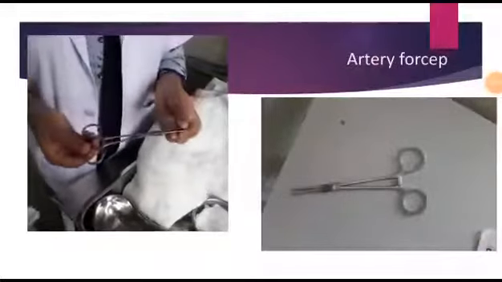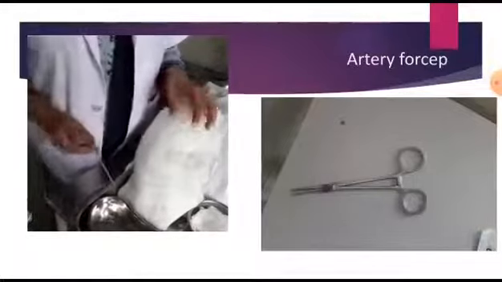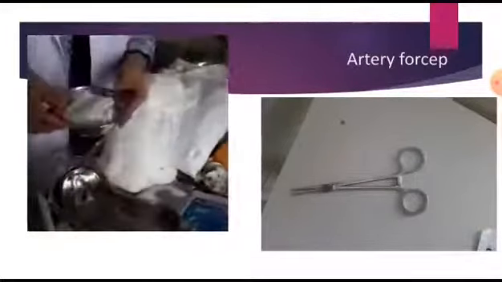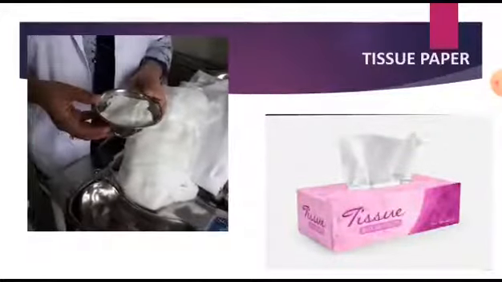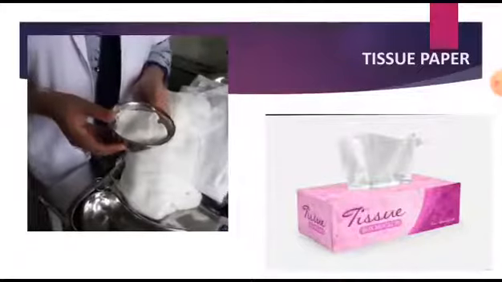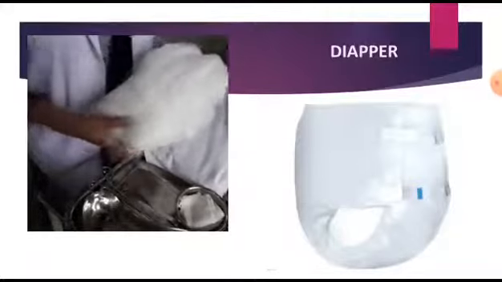This is the artery forceps for cleaning the perineal area. This is the tissue paper we need to use for cleaning the perineal area or genital area. This is the diaper. It is additional.